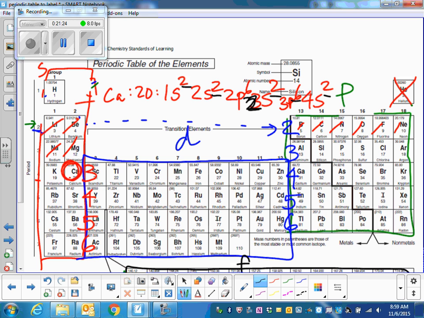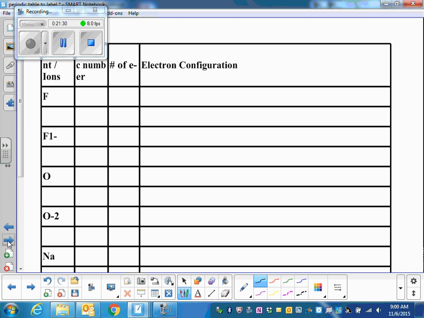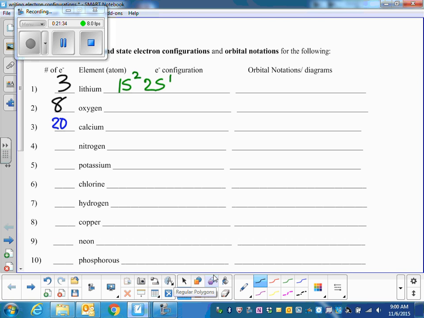Yes, Stephen? What if it's like the excited electron? We will give it to you that it's excited. That's a very good question. What are we writing? Does it say ground state electron configuration on your sheet? Does it say that? So we are writing the ground state electron configuration. Is that clear? So I did it for calcium.